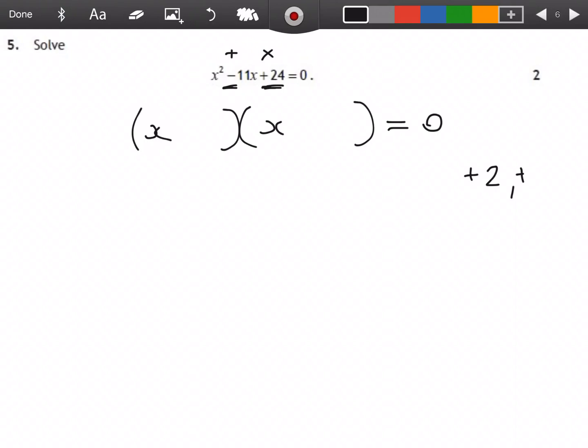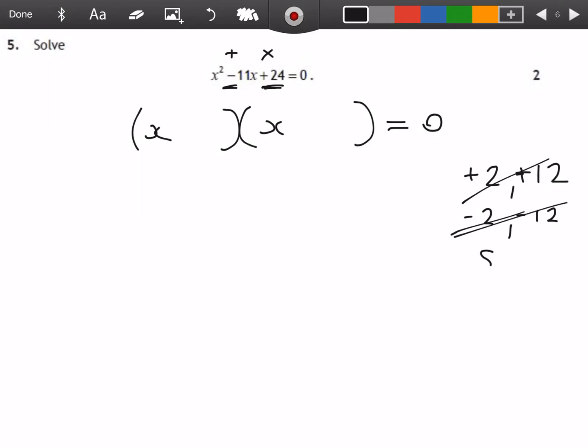Positive 2 times positive 12, they multiply to positive 24. Do they add up to negative 11? No, they don't. Remember the negative numbers. Negative 2 times negative 12 also multiply to positive 24. Do they add up to negative 11? No, right? 2 and 12 is definitely not going to work.